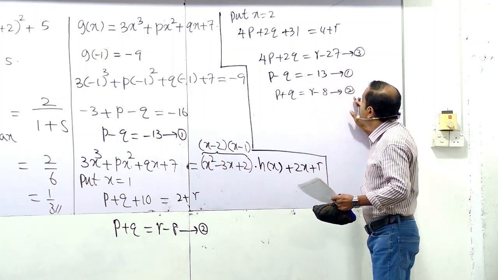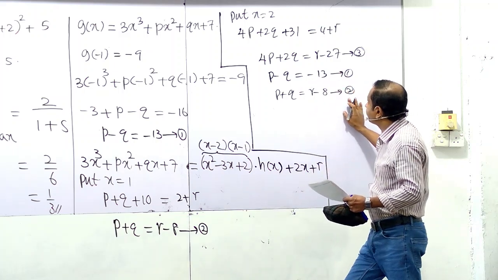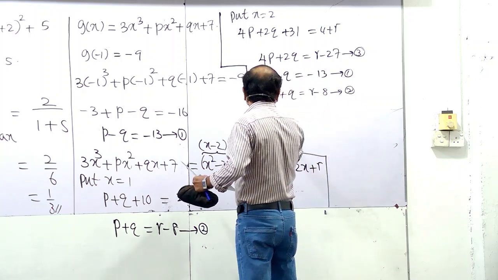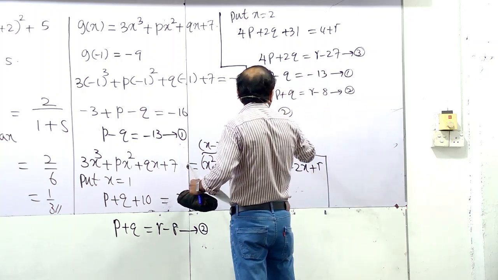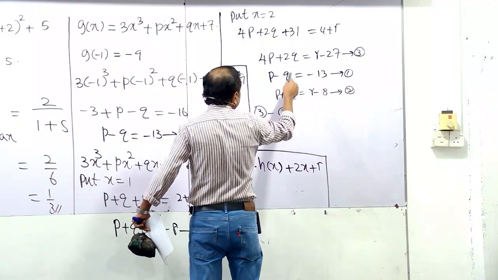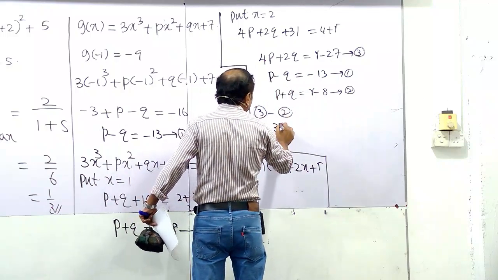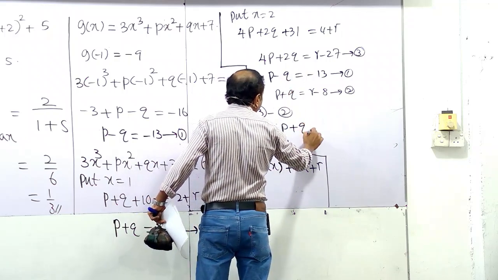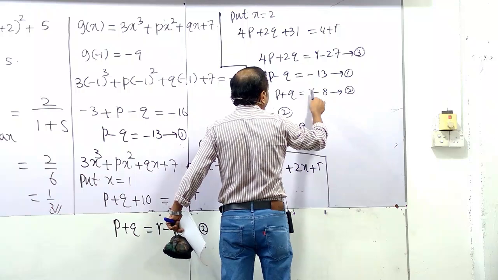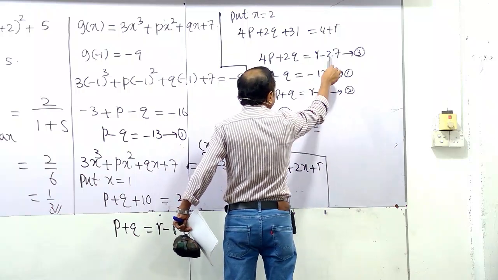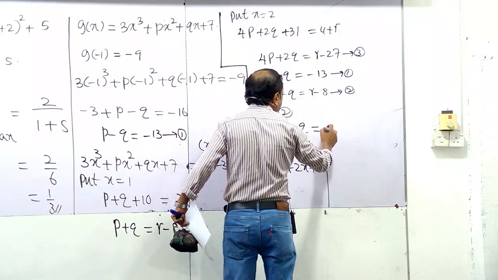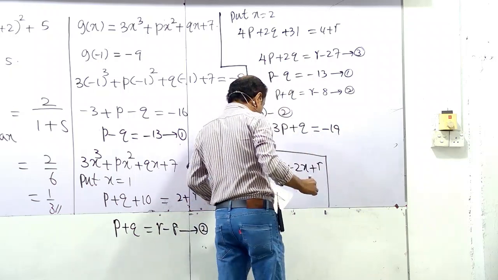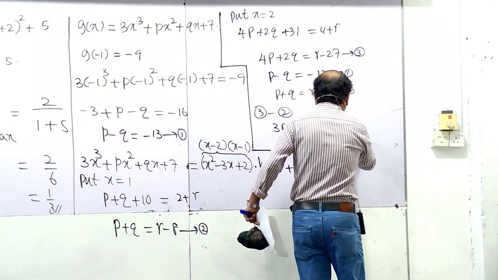Okay. Now, how take this? Take 3 minus 2. 4p minus p is 3p. 2q minus q is q. This and this we can cancel down. Minus 27 plus 8. What is that? Minus 19, no? This is number 4.